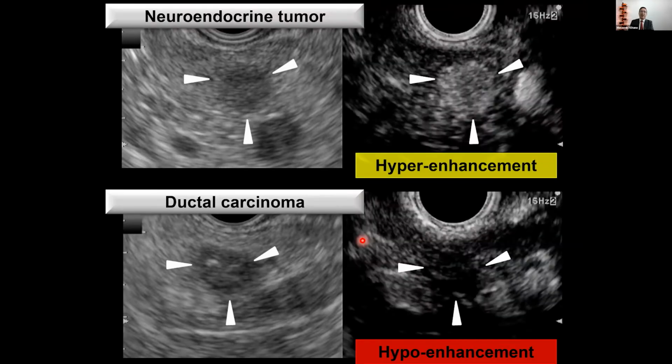When we perform contrast enhancement, we can see hyper-enhancement in the upper one. So we can say this is a neuroendocrine tumor. On the other hand, in the lower image, we can see hypo-enhancement. So we can conclude this is a ductal carcinoma.